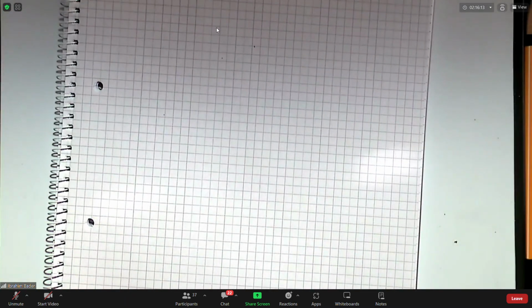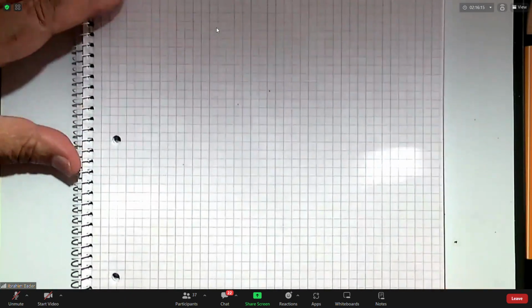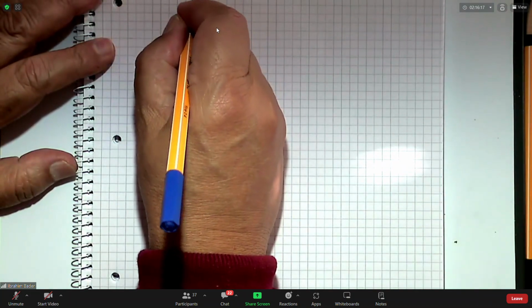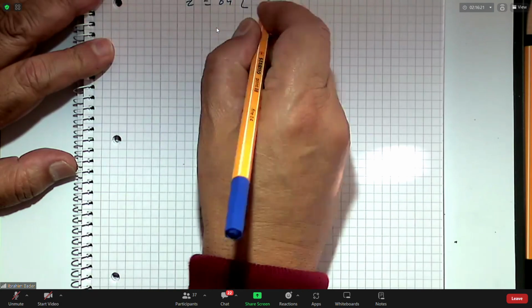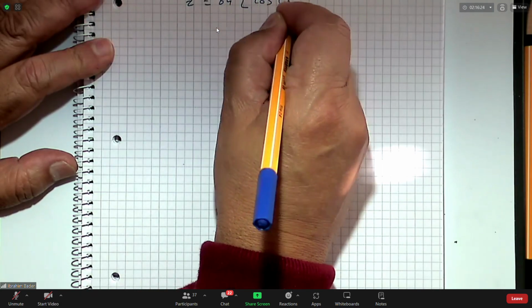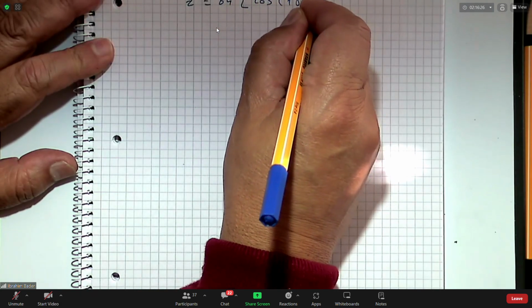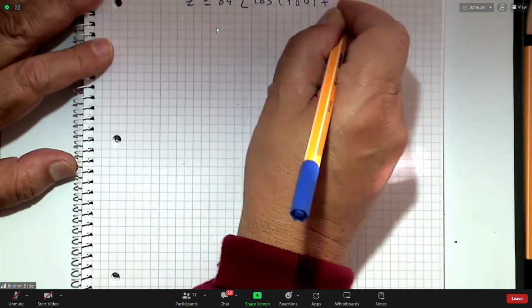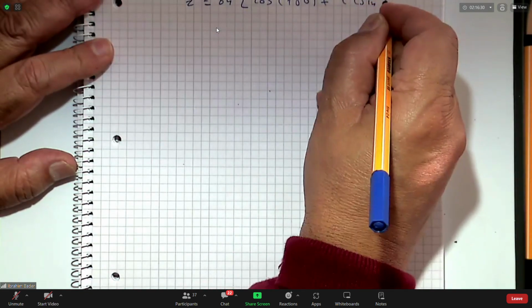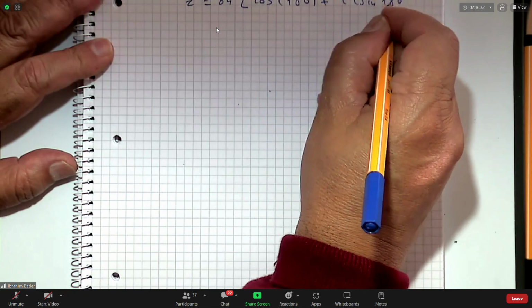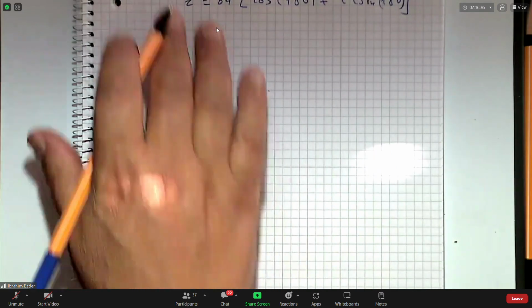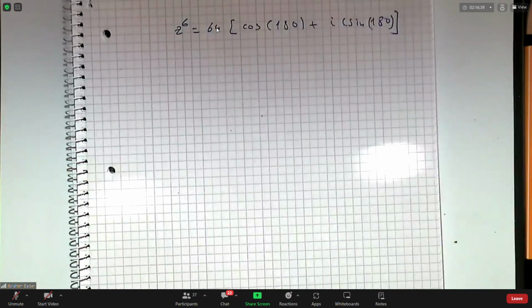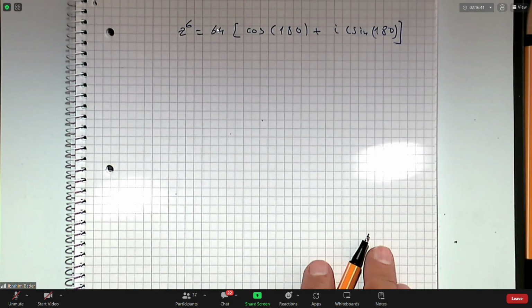Of course you can plug it into your computer. Let's simplify it. So z to the power 6 equals 64 times cosine 180 plus i sine 180. Now, I don't know whether you learned at school how to evaluate the sine and cosine.